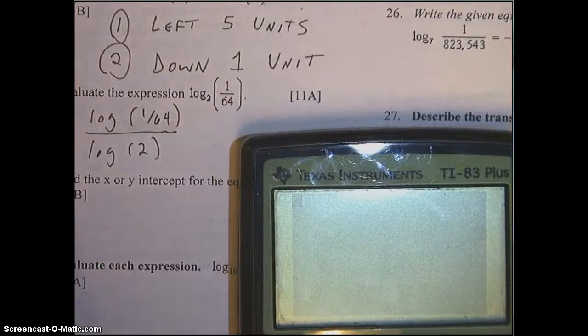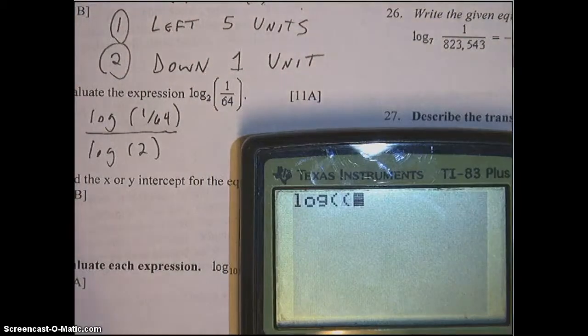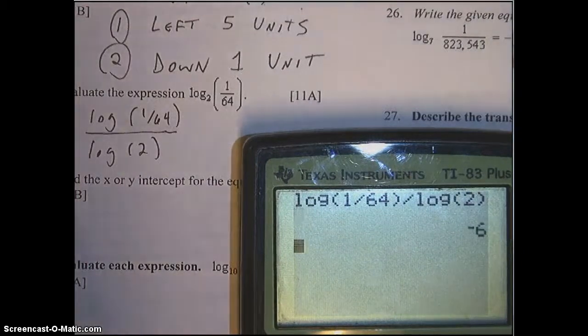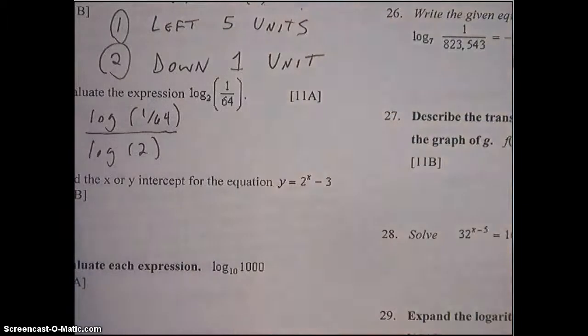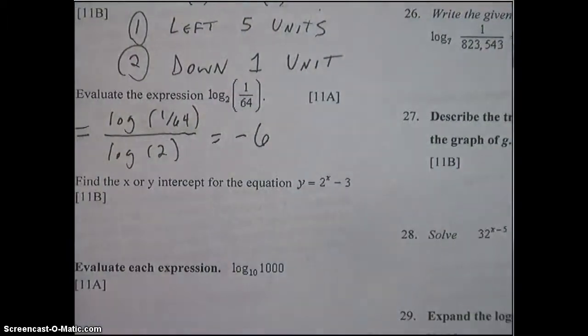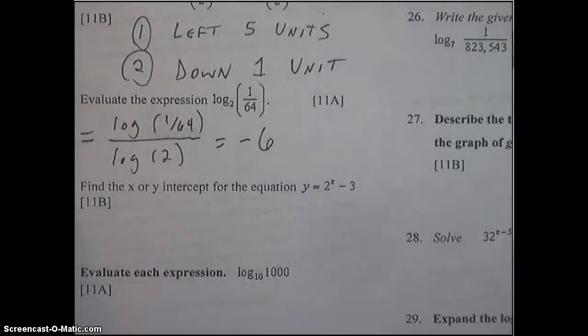Okay, so let's type that in. Log of 1 divided by 64, divided by log of 2. And for number 18, that's going to spit out -6. So you could use your power table and try to figure all that out, but my recommendation to you is just type it in the calculator.